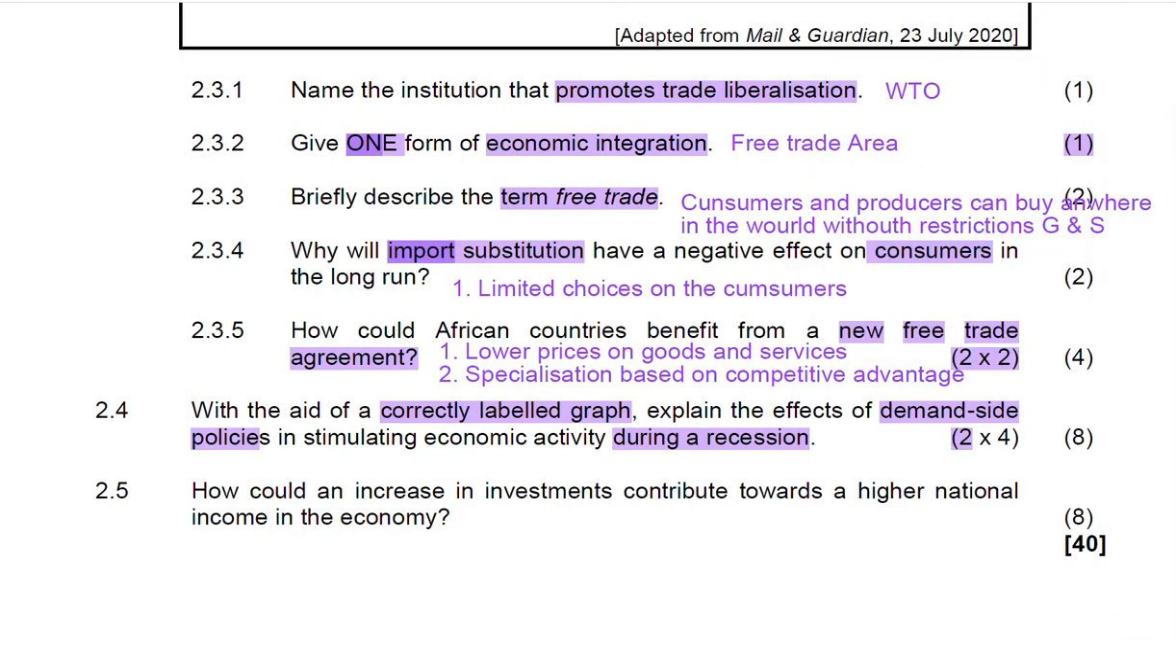Now let us look at what follows next. So we've looked at 2.4. Now we're going to look at our last question, and our last question is 2.5. How could an increase in investment contribute toward higher national income in the economy? Here you are also supposed to provide a total of 4 points. I will give you more than four, however, you need to look at the total of 4 points, right?